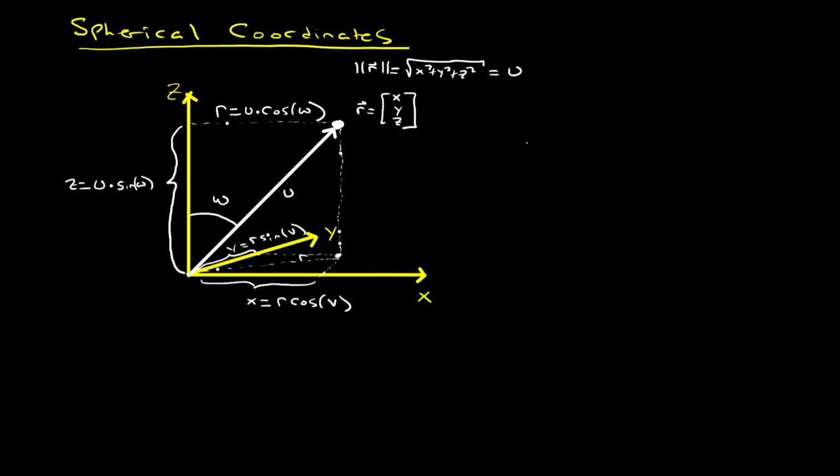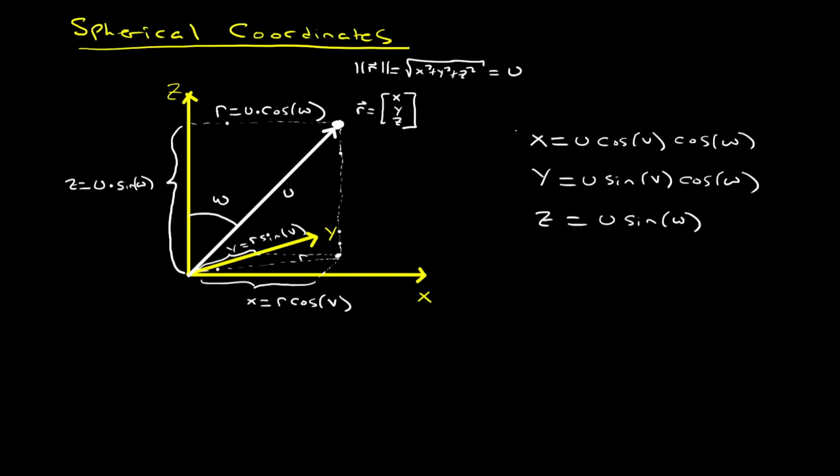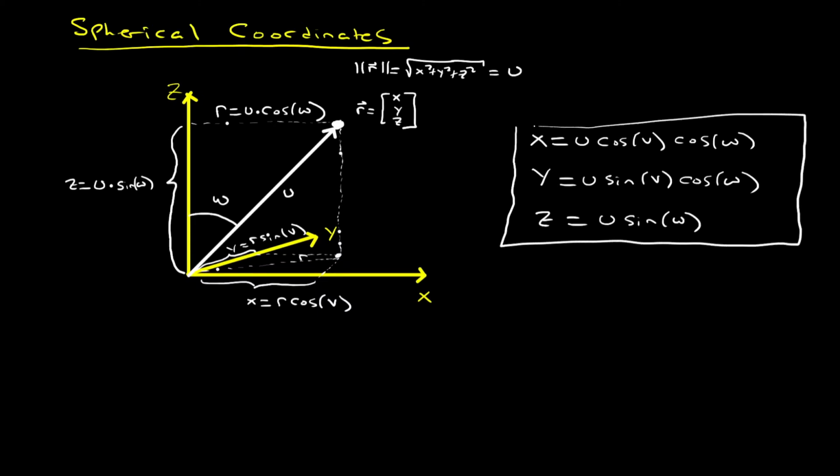which ultimately then gives us, when we plug in, that x is equal to u times cosine of v times cosine of w. Y is equal to u sine of v times cosine of w. This is what we get when we plug in this r right into the formula for y from cylindrical coordinates. And z, then we know from before, is just u times sine of w. And this is the correct relationship in general for spherical polar coordinates.